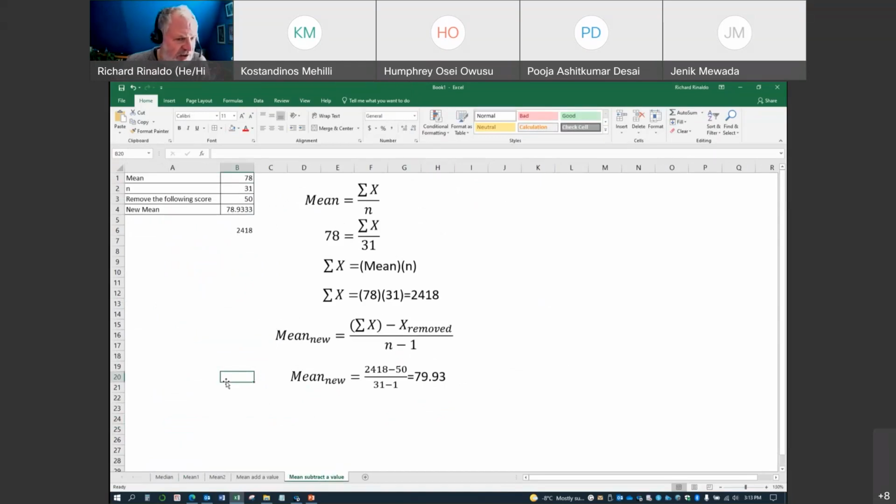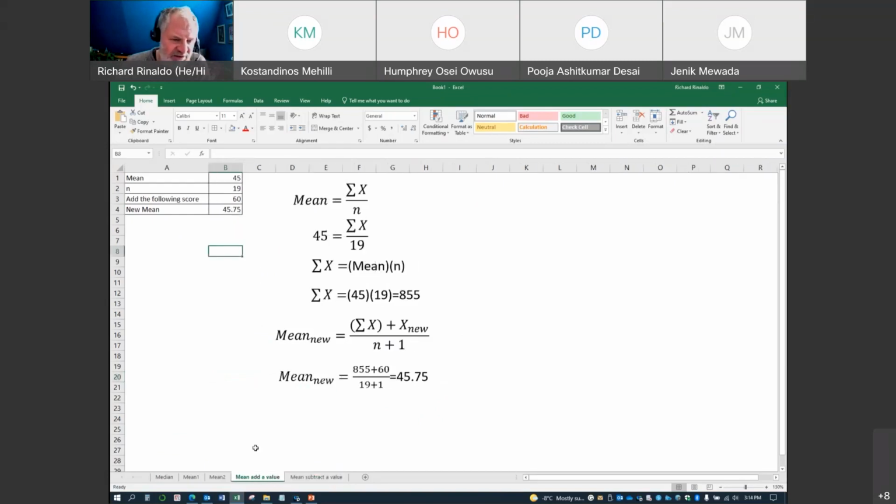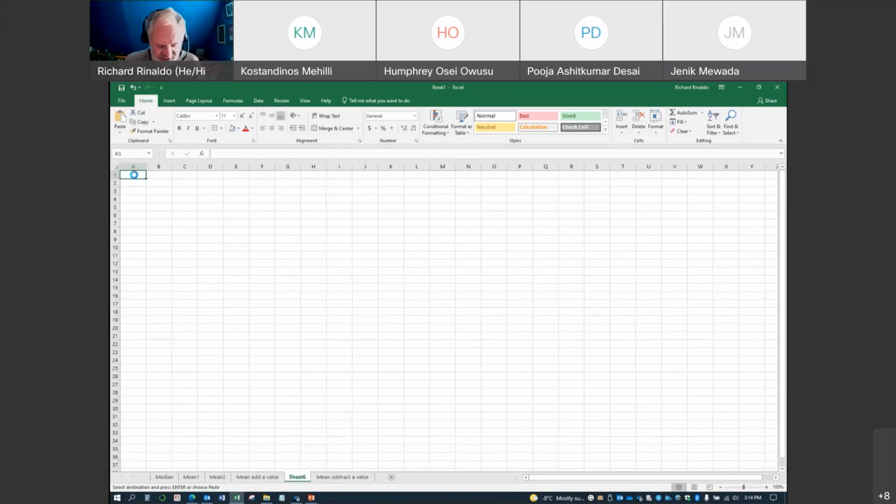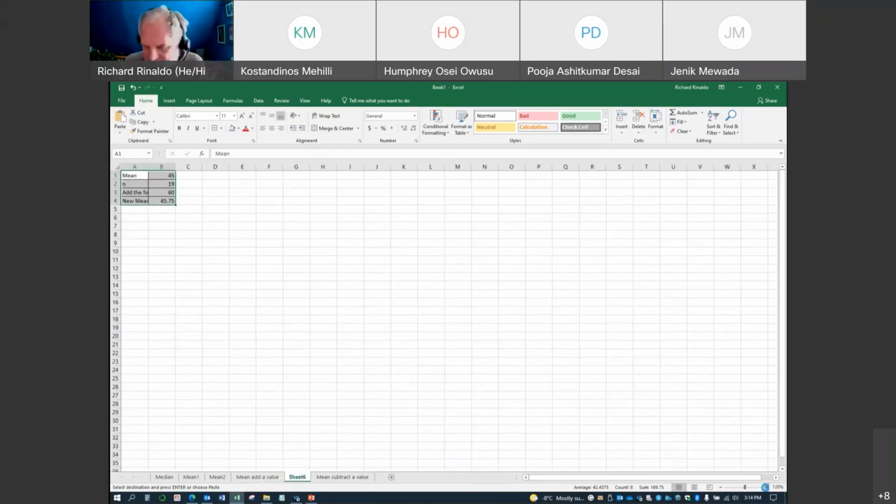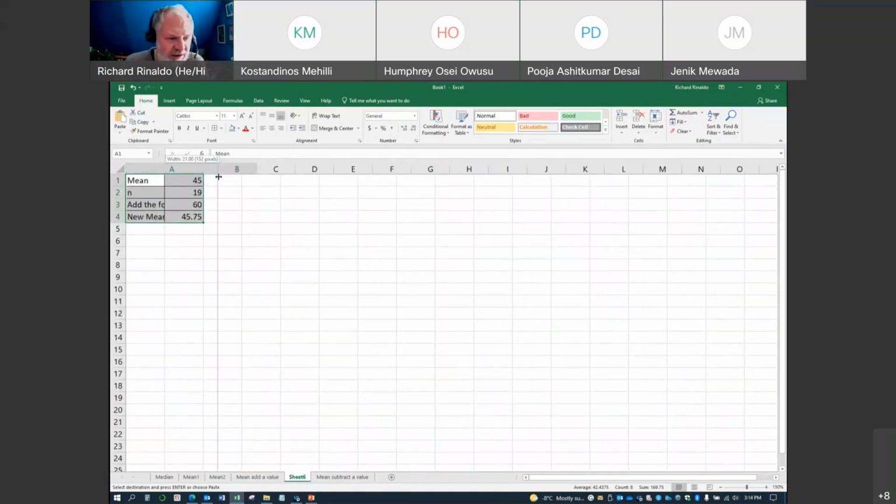Anybody have any questions on that? I can make it more complex. I can add two values. I can subtract two values. If I add two values, I add 19 and 40, then I'm adding the sum of x, the new ones, the two x's I add, and then it's n plus two. Okay, let's do that one. Let's have some fun. Let's see if you can get this one.